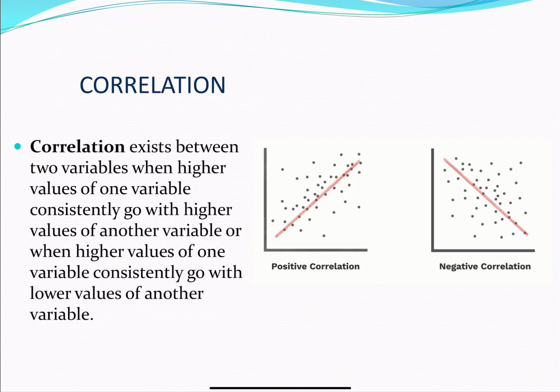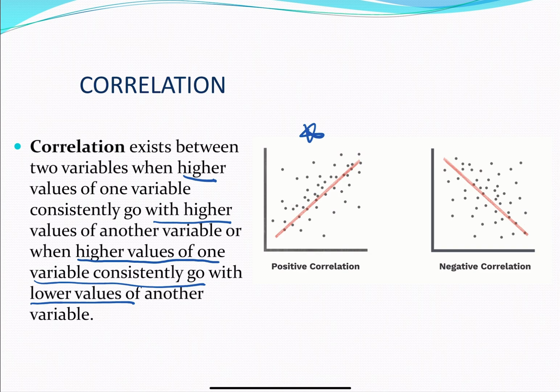So in order to start to clear things up, I want to talk about what exactly is correlation in the first place. Correlation exists between two variables when higher values of one variable consistently go with higher values of the other. So that would be like this example here, this first example of positive correlation. Or when higher values of one variable consistently go with lower values of another variable. So let me go through some examples.